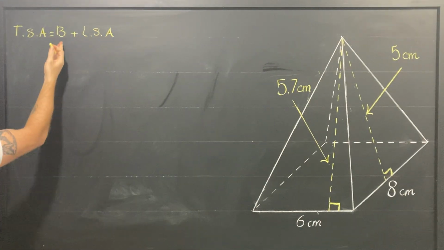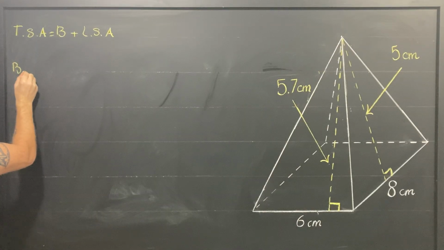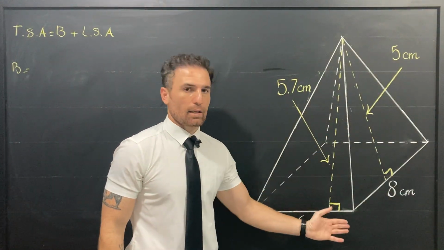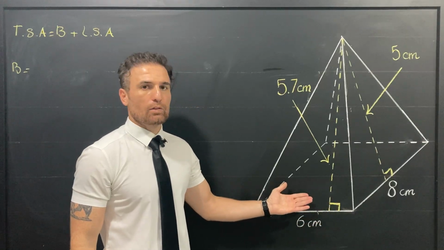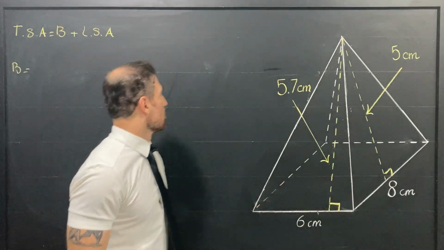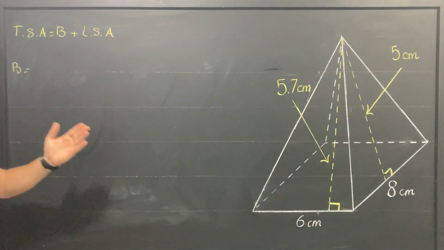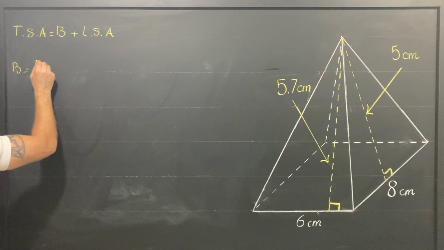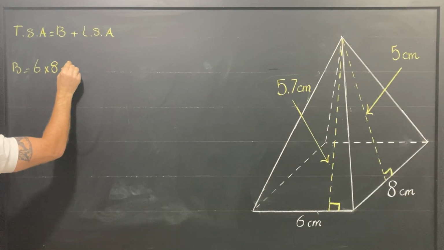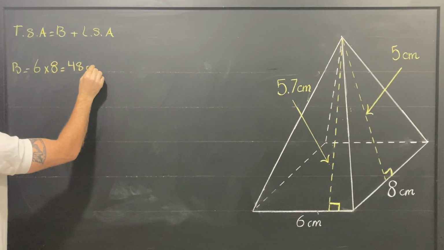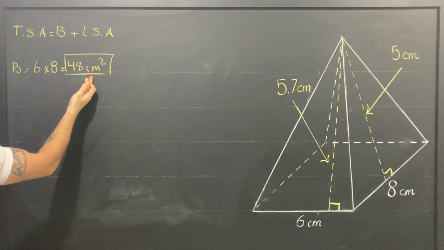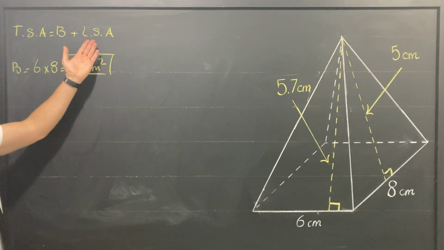Let's start with the area of the base. The base of this pyramid is a rectangle. To find out the area of a rectangle, we simply multiply the length of this side and this side. So the area of the base is going to be 6 times 8, which is 48. Let's keep it here.